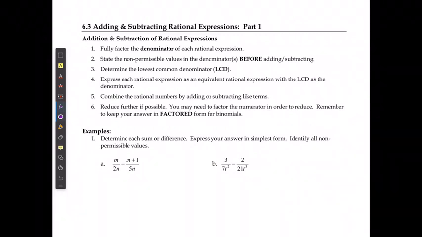Okay, so jumping into 6.3, the next thing we need to do after we've learned how to multiply and divide these rational expressions is we're going to add and subtract rational expressions. So here's the steps. The first one is we need to fully factor the denominator of each expression. Then we're going to, just like we would in any other cases, state the non-permissible values in the denominators before adding or subtracting, because remember, we might wind up getting rid of some of those denominators. We still need to account for them.